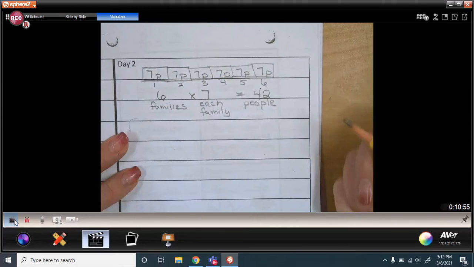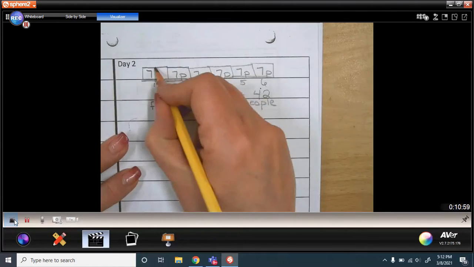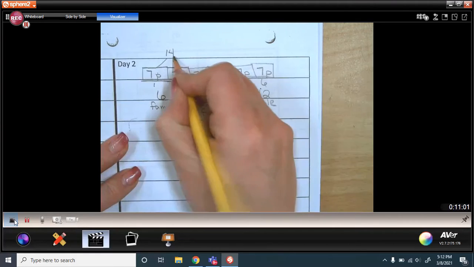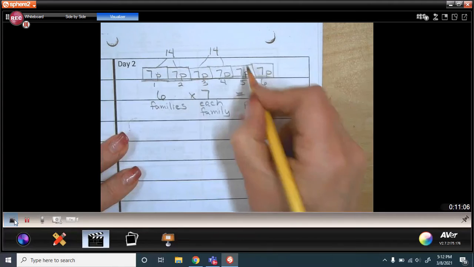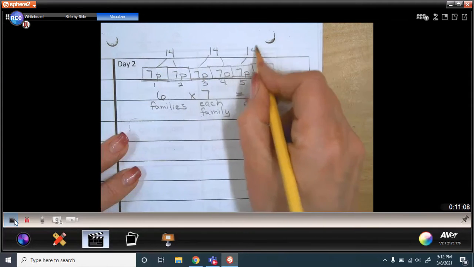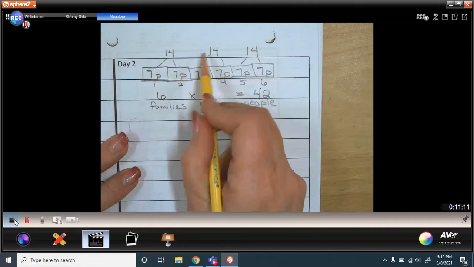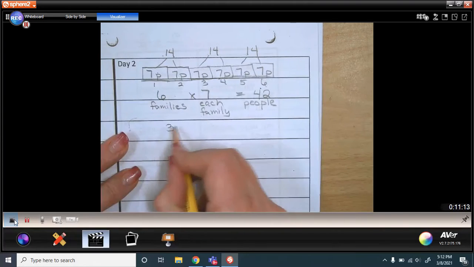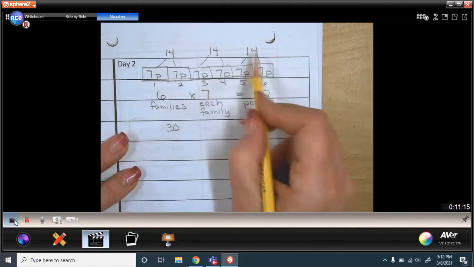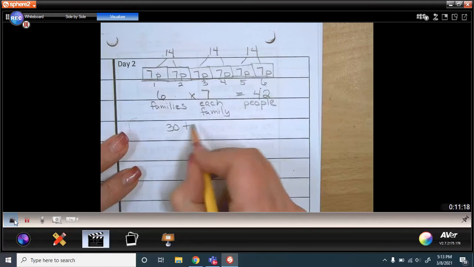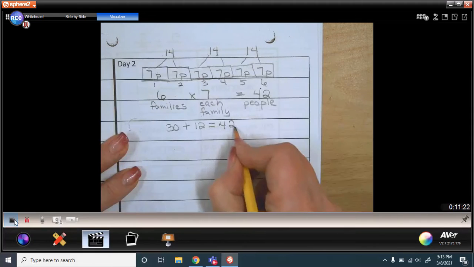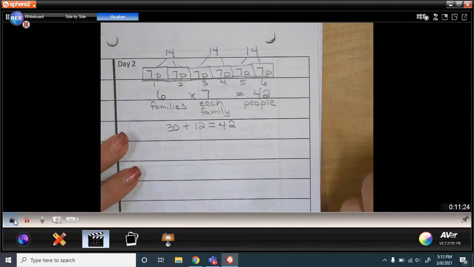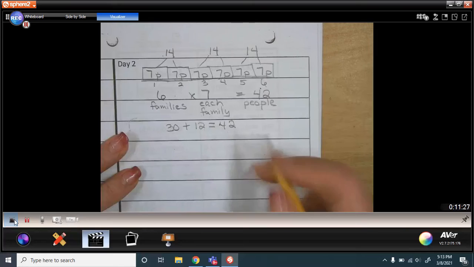Now, if I don't know how to skip count by sevens, or if I need to, I can use addition. 7 plus 7 is 14. 7 plus 7 is 14, and 7 plus 7 is 14. 10 plus 10 plus 10 is 30. 4 plus 4 is 8, plus 4 is 12. So I can group and add those together by adding 14s, and I get 42 people.